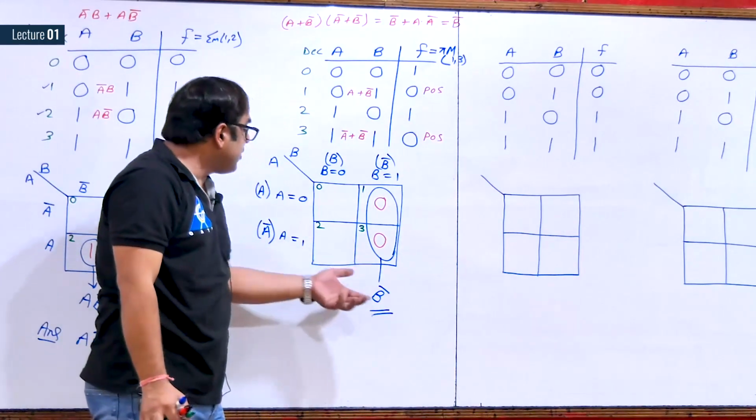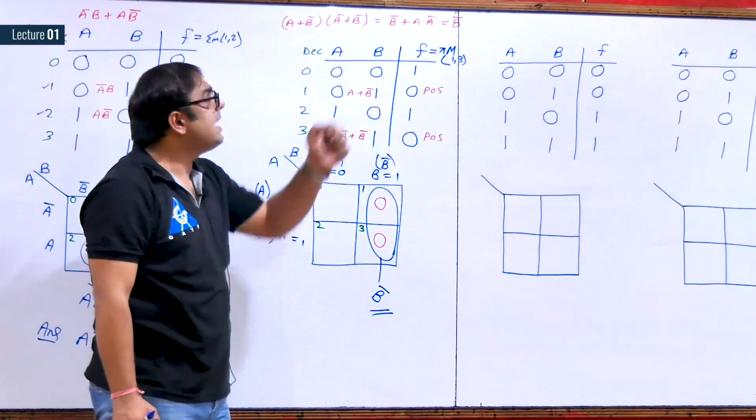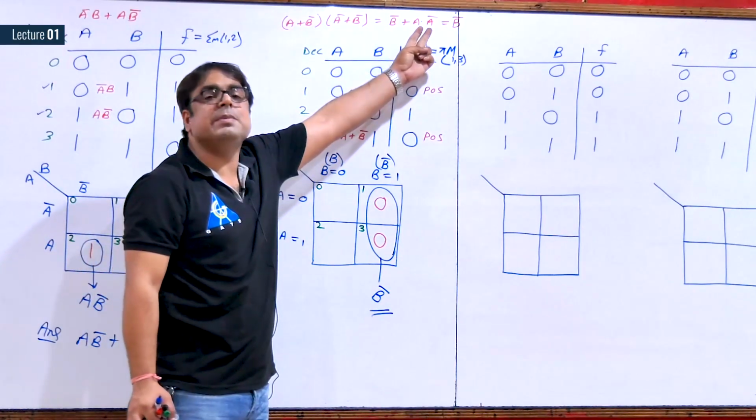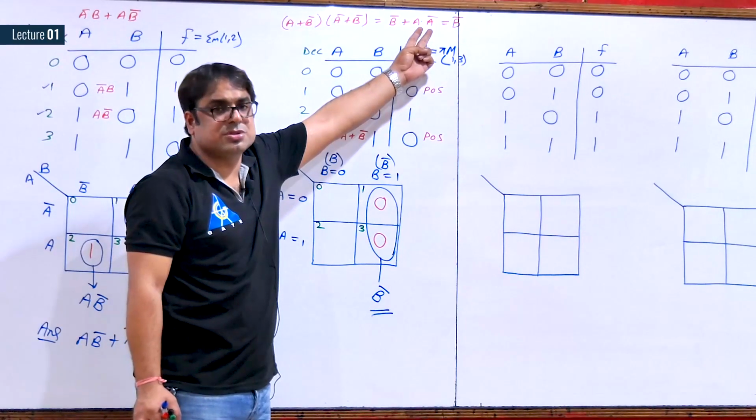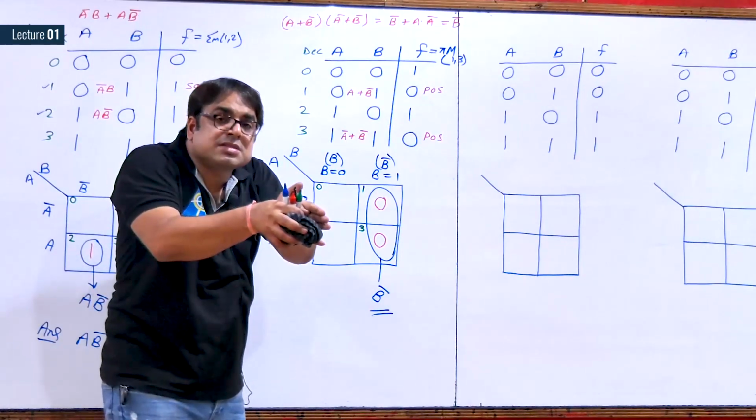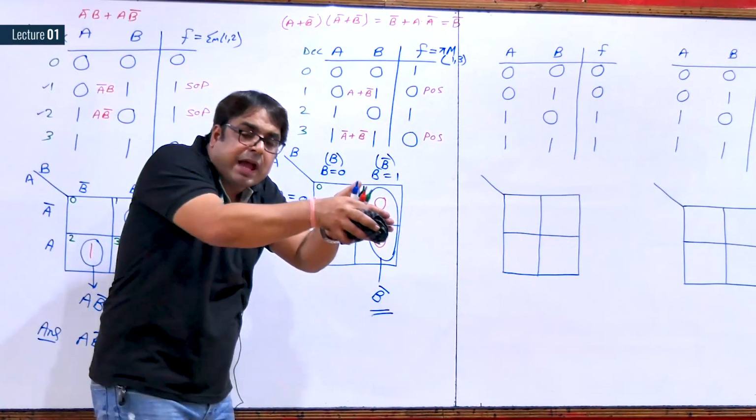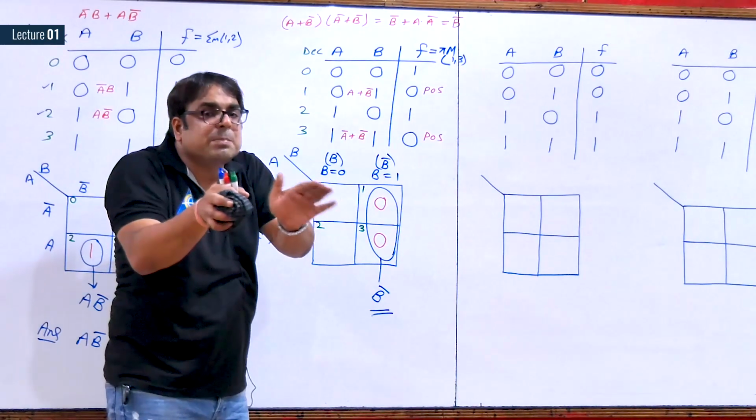Now, why are we not writing A? Because A is reducing. How is A reducing? See, A dot A complement becomes 0, so it is getting reduced. Just try to understand how this A got reduced in SOP and how this A got reduced in POS. It is a bit different.